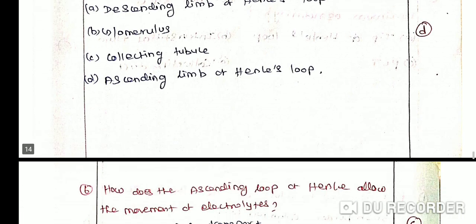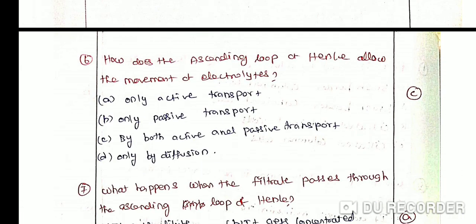Next question, how does the ascending loop of Henle allow the movement of electrolytes? Option A, only active transport. Option B, only passive transport. Option C, by both active and passive transport. Option D, only by diffusion. The correct answer is option C, by both active and passive transport.